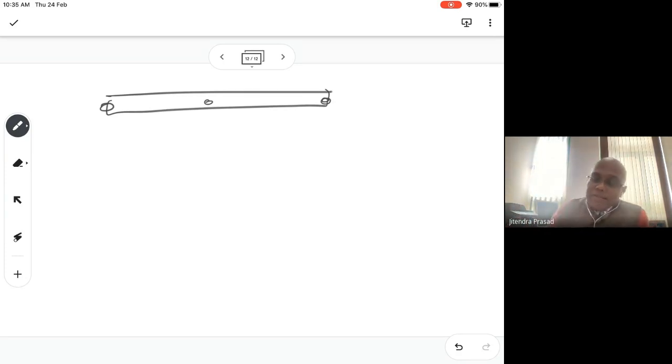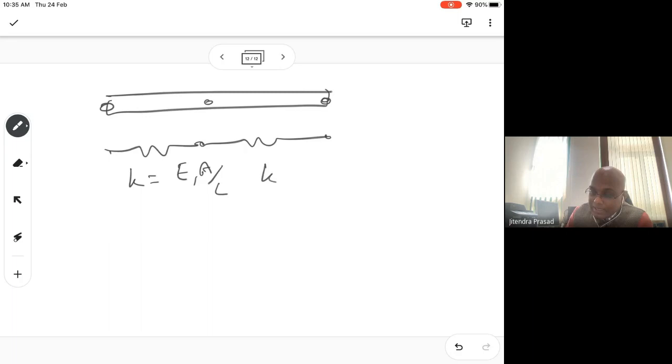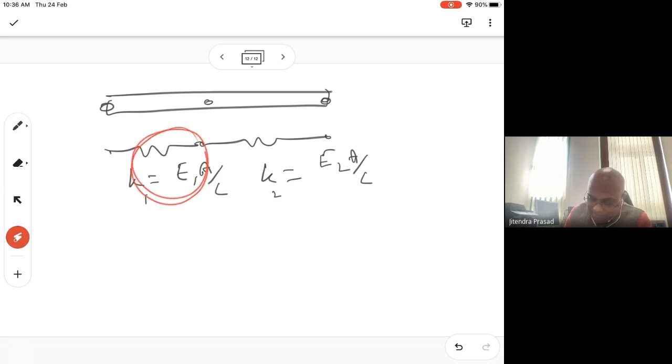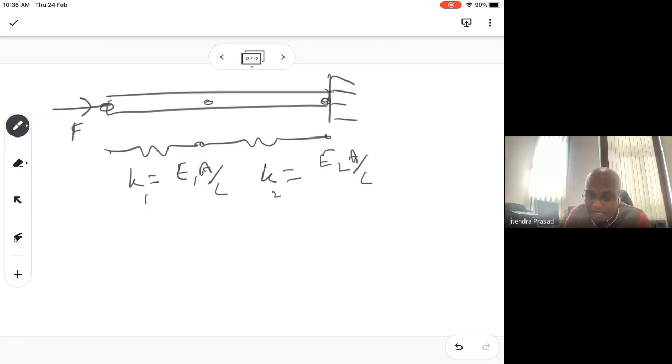Okay, so we have to look at it based on the solution. If you consider it as two springs, then what happens? Our K1 will be E1 A over L, and K2 will be equal to E2 A over L. And because of that, the force is the same in both cases, right? You are fixing it here and applying force F here. It will have the same force.